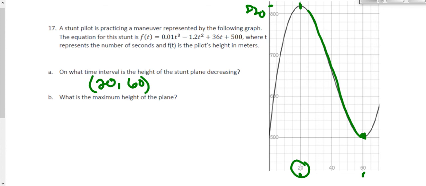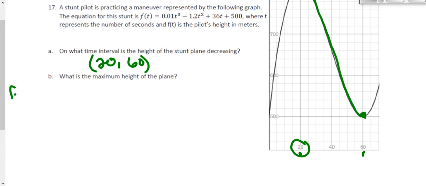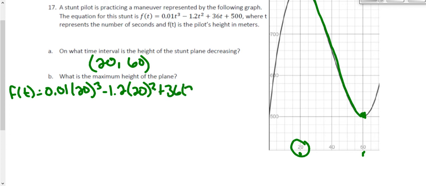So I can take this equation, f of t, and I can plug in the number 20: 0.01 times 20 cubed minus 1.2 times 20 squared plus 36 times 20 plus 500, and I can solve that to see what the actual number is. It could be 820, it could be something else. But I don't have to plug that in and simplify and solve with all those crazy numbers in the middle. I could use synthetic division. If I want to find f of 20, all I have to do is take this equation and divide it by the number x equals 20.